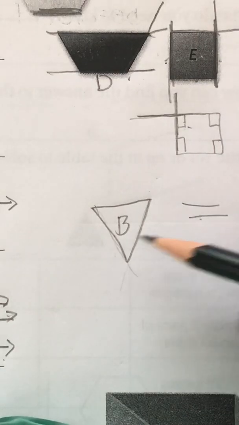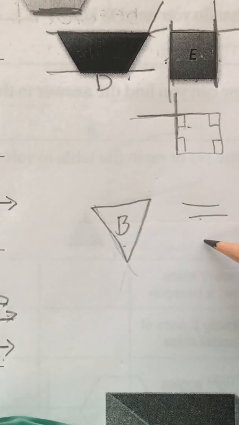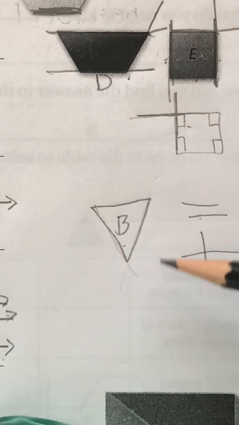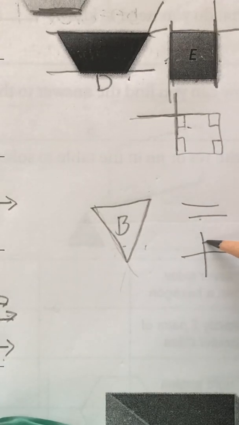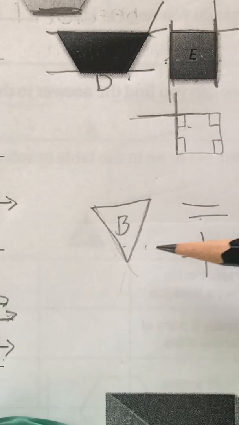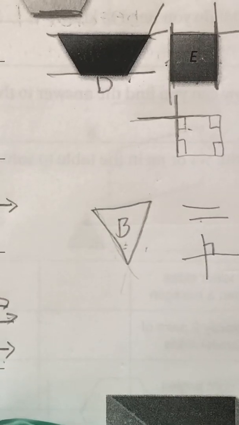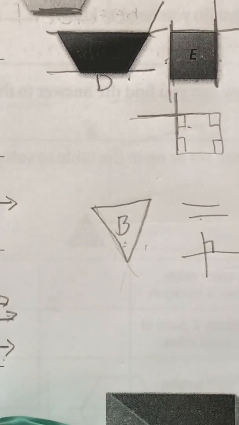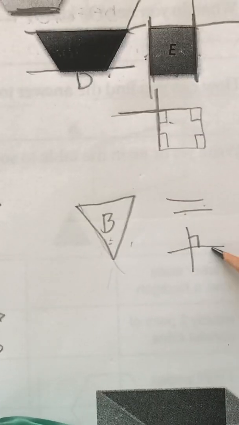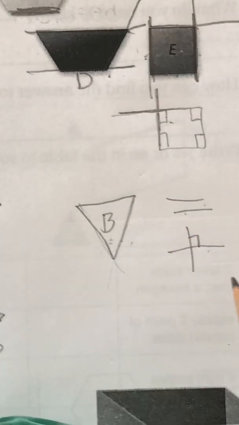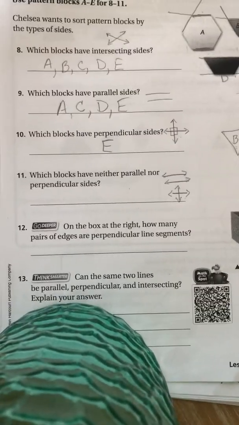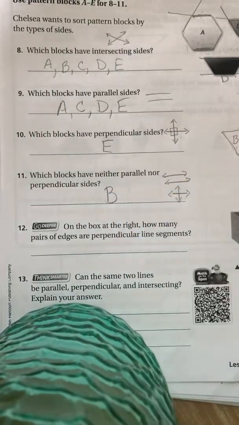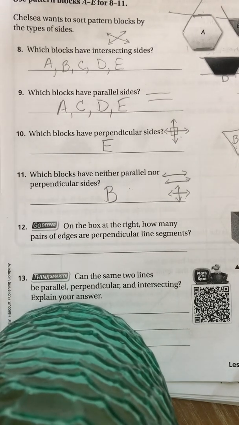I'm also saying that block B doesn't have perpendicular, which is this. There's no lines that cross here into a cross where you can make a perfect square in the corner. So basically there's no right angle in B. So the only one that doesn't have parallel or perpendicular lines is shape B. So please go back over to number 11 and write B. All right, now let's go to number 12.